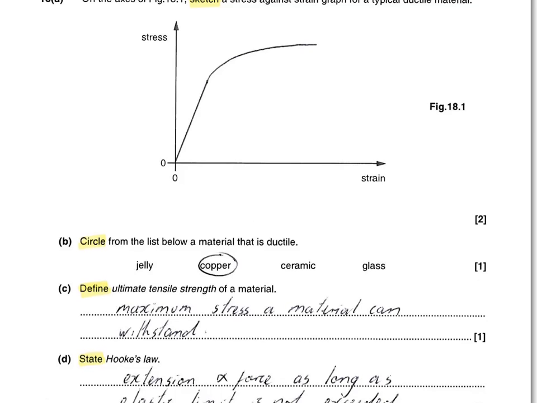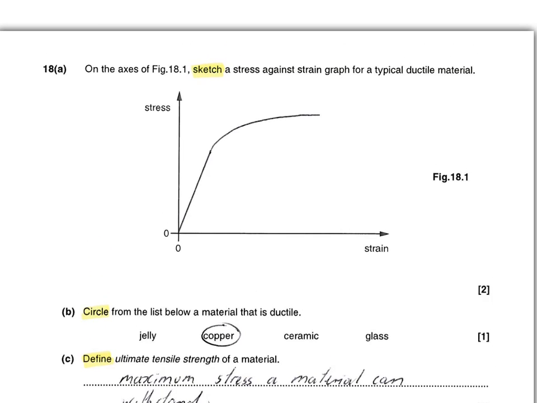Again, we've got the next one, circle one of the list below, a material that is ductile. The classic materials which are ductile are metals, so very straightforwardly, hopefully copper should be jumping out of there. It's interesting, these first two, we've got sketch, which is something you do to a diagram, and circle, something you do there. Neither of those give some nice little dotted lines for you to answer on, and there's always a danger of missing those out, so it really is important that you read those very, very carefully.